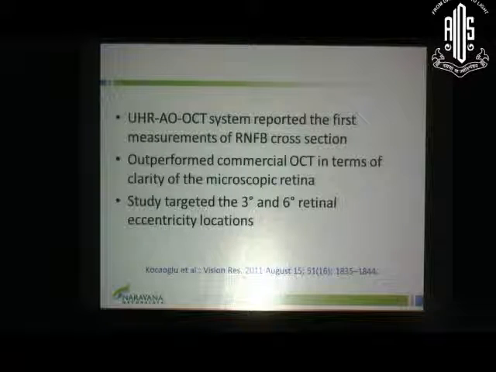Now looking at other studies that have imaged using AO, we have the ultra high resolution adaptive optics incorporated into an OCT system, which was first reported in 2011, and the first measurements of a cross section of the retinal nerve fiber bundle were reported in this. This outperformed commercial OCT in terms of the clarity of the microscopic retina. Here they targeted 3 degrees and 6 degrees above, below and nasal to the fovea.